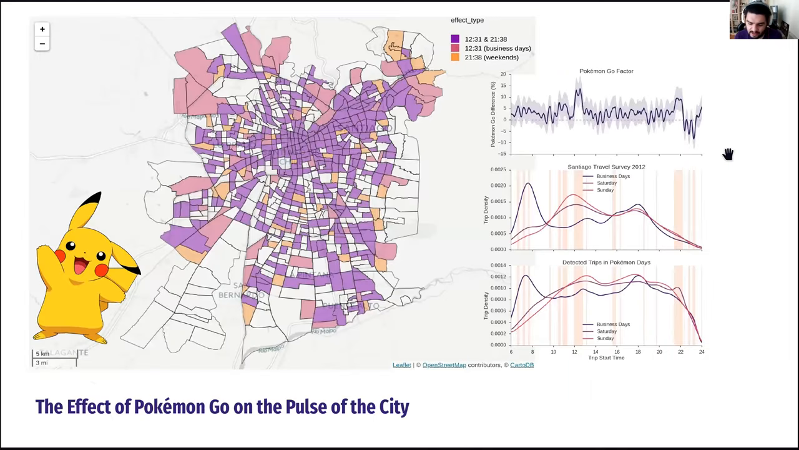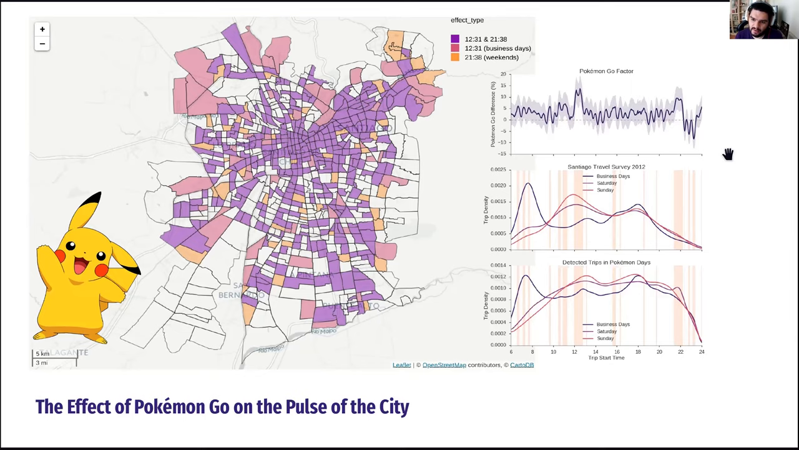Perhaps the work that I love the most from what I have done is a study about the effect of Pokemon Go on the pulse of the city in my hometown, Santiago, Chile. Many years ago when Pokemon Go was launched, it was a total frenzy in the city of people playing the game at every time of the day, at every place of the city. And we wanted to see if we could measure the increase in the number of people on the street, in the public space, that could be explained by the availability of Pokemon Go.